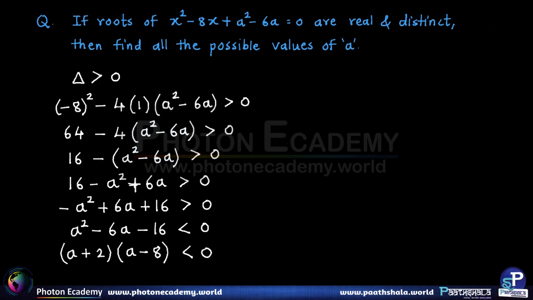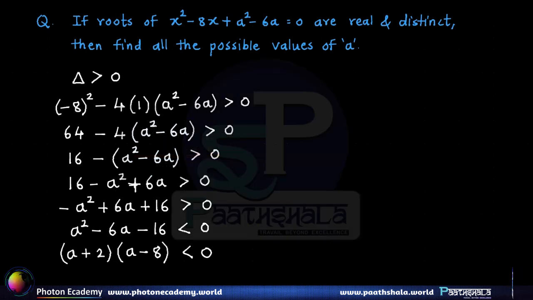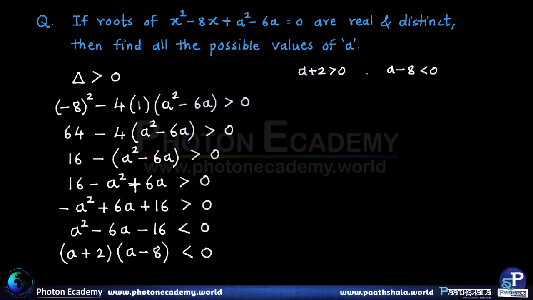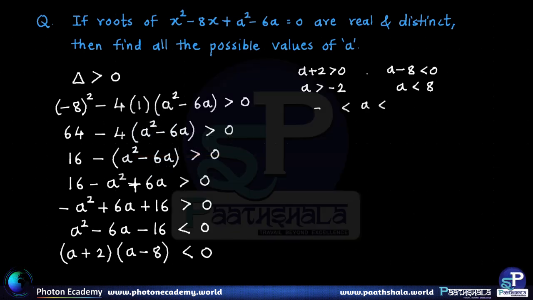Now here we arrive at a stage where the product of two particular quantities is negative. So that means either one quantity is positive and another is negative, or the vice versa. So if you consider the first case, that is a plus 2 is positive and a minus 8 is negative, then we get a is greater than minus 2 and a is less than 8. So in other words, it means that a lies between minus 2 to 8. This is one possibility.